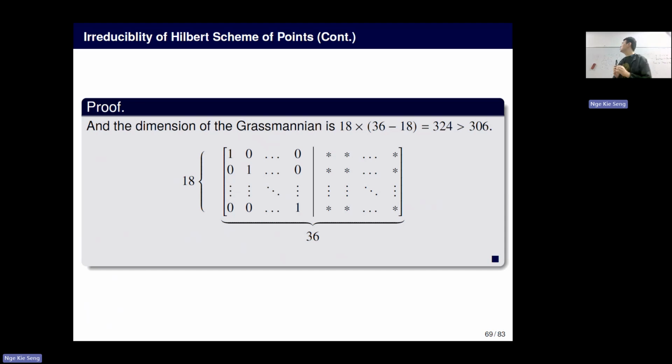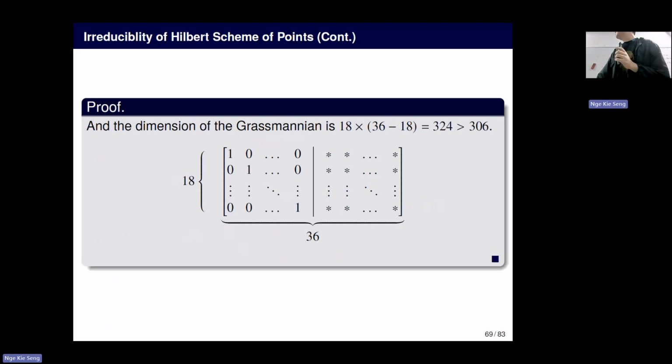And then we compute the dimension of the Grassmannian. How to compute this? You see that this matrix has 36 columns, which correspond to S7 having 36 dimensions, and we just fix 18 of them. The remaining elements are free variables, and the dimension of this Grassmannian should be 18 times 18, which is 324, which is greater than 306. So we show that the Hilbert scheme of 102 points has a subset of dimension greater than 306. This proves that the Hilbert scheme is reducible.